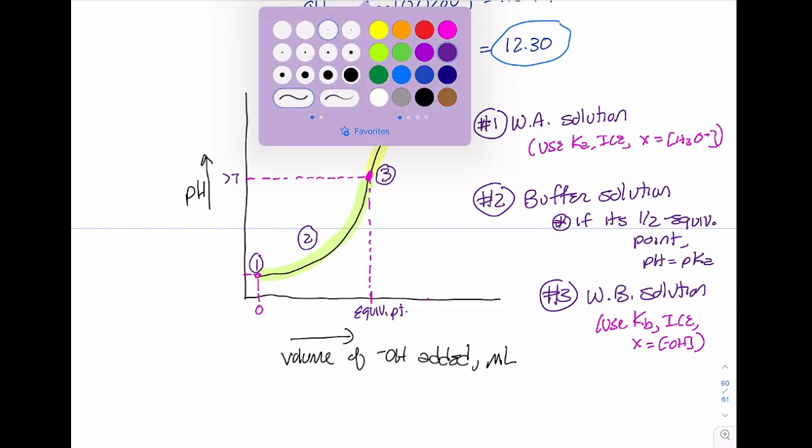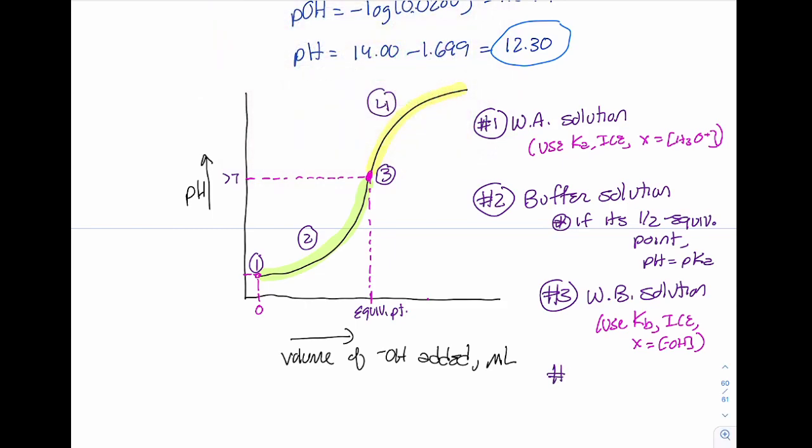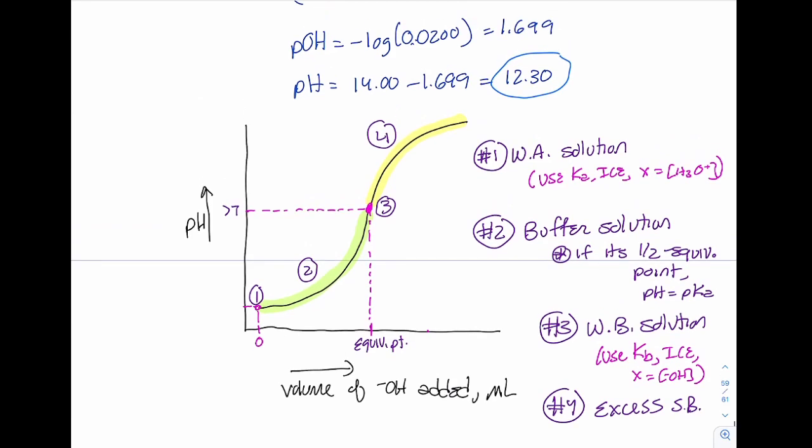And then number 4, it's going to be excess strong base. So solve as you would for any strong base solution. And it's always going to be that situation, right? Initially, it's always a weak acid. That's the only thing you have in that Erlenmeyer flask, and you've added no base to it.